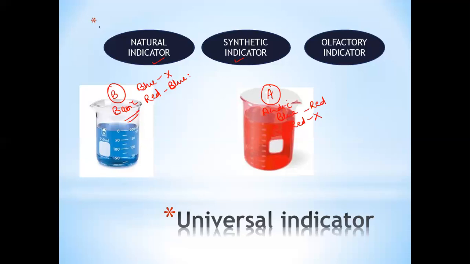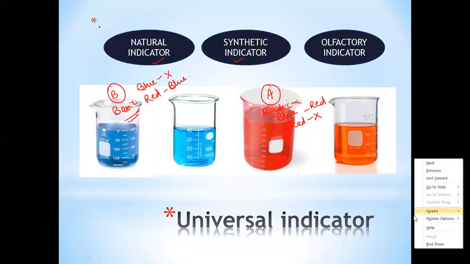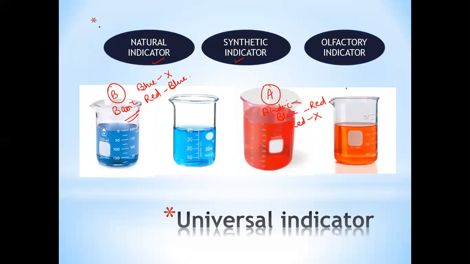Suppose we have two acidic and two basic solutions. Now which one is stronger acid out of A and C, and which of two is stronger base out of B and D? These indicators, that is natural, synthetic and olfactory indicator, give us no clue. These indicators tell us only whether the solution is acidic or basic.